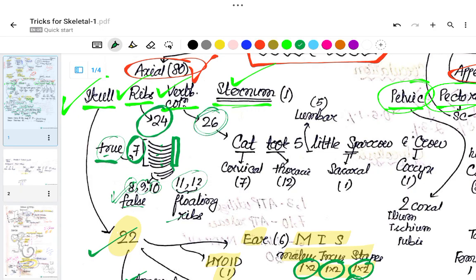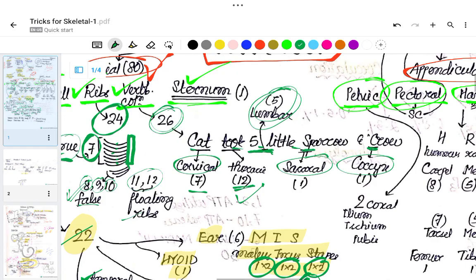Next 26 vertebral column. So it is 7 cervical, 12 thoracic, 5 lumbar, 5 sacral, and 1 coccyx. So 7 cervical, 12 thoracic, 5 lumbar, 1 sacral, coccyx.